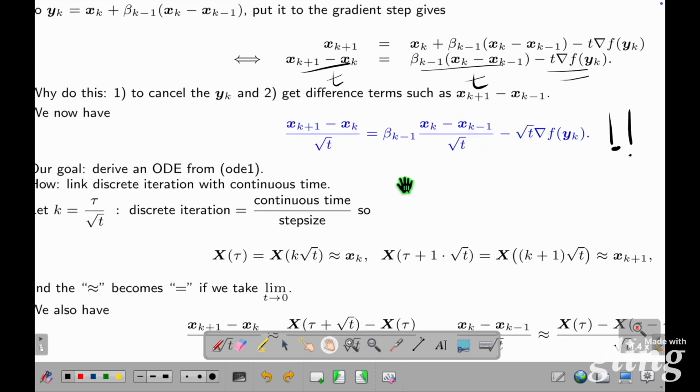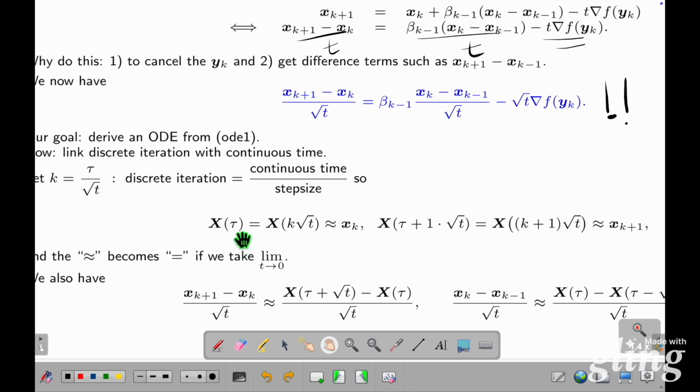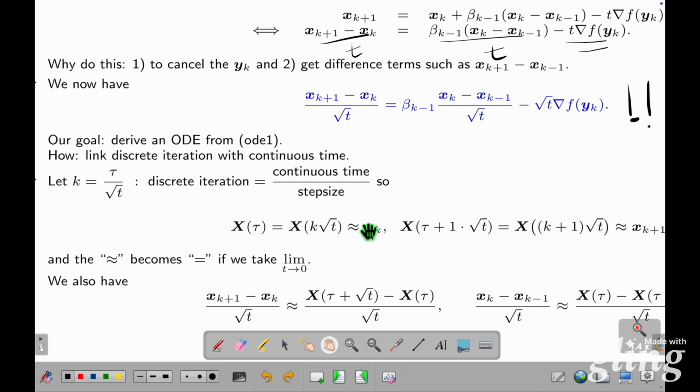This one is what people found. The biggest contribution of the 2017 paper is to discover the square root thing. Technically, it's just the square root thing. After the square root thing, the math is just simple. Okay, then now what? Because of this, big means continuous time. So my big X in terms of time is the discrete time k times the increment square root t, and I'm saying this is approximately x_k. Small means discrete, big means continuous.